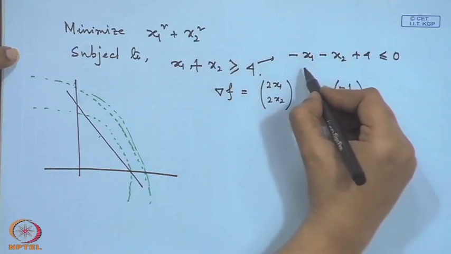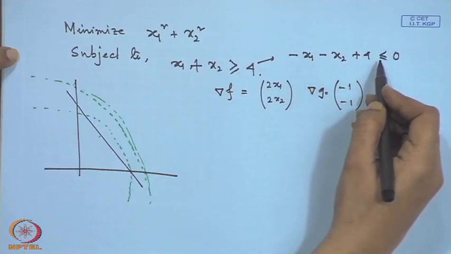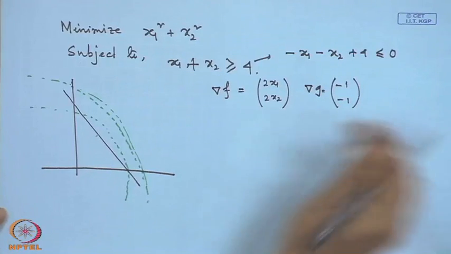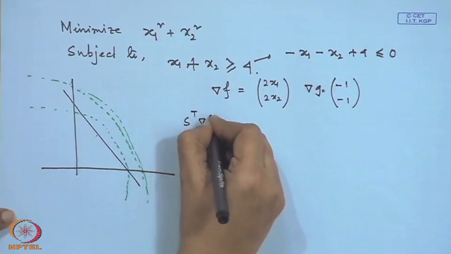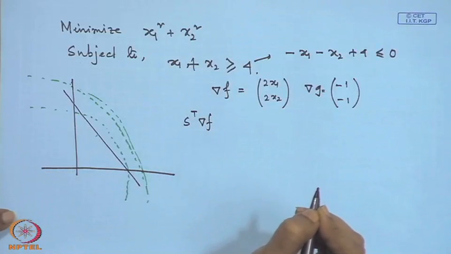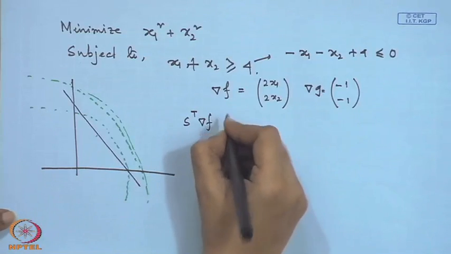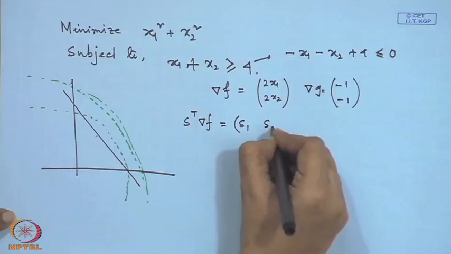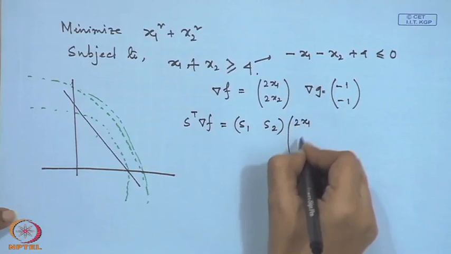because I was trying to explain the methodology with g less than or equal to 0. That is why grad g would be minus 1 in this case. If this is so, then we will say that this is the descent direction for us, and what would it be? If I consider the vector S1 S2 as the direction, then it would be 2x1, 2x2.